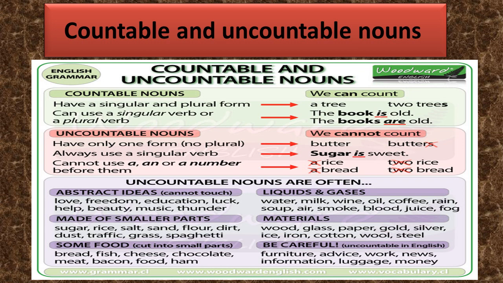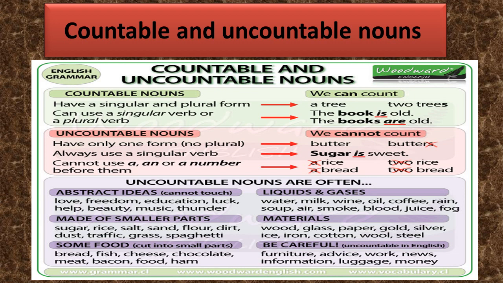There are many types of uncountable nouns, like abstract ideas, the ideas which we cannot touch. For example, love. I can't touch love. I can't count it. So we feel it. This is why it's uncountable. Love, freedom, education, luck, help, beauty, music, thunder.